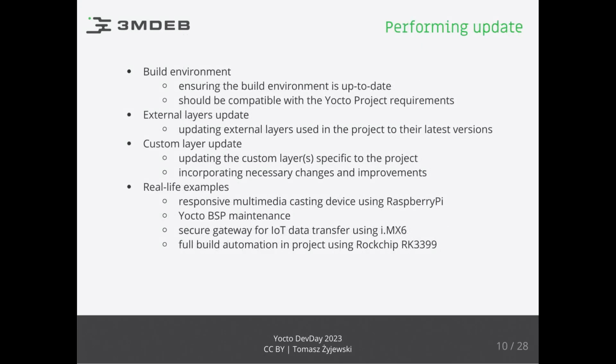Okay, so now let's dive into the process of performing updates in Yocto-based projects. When we're talking only about updating the metadata, we need to remember about 3 things. We need to be sure that our build environment is prepared well for the given Yocto release that we'll be using. Then we'll need to update the external layers, which I will explain a little bit later. Next, we'll update the custom layers, so the layers that we use to provide any given customization and some end-user applications.